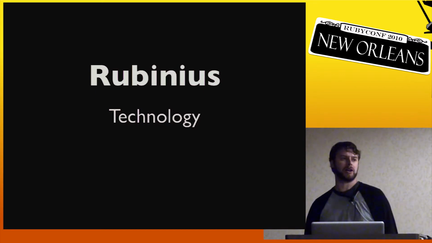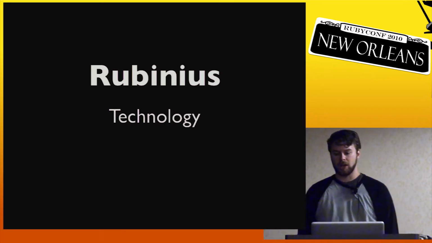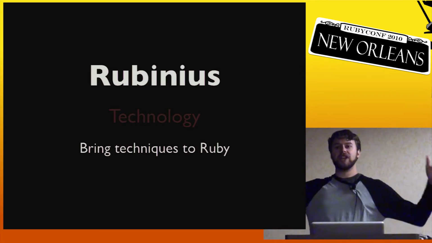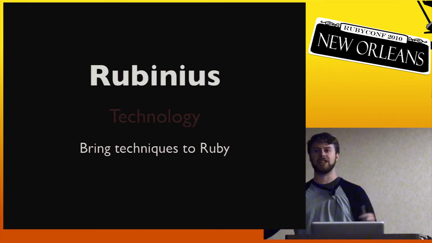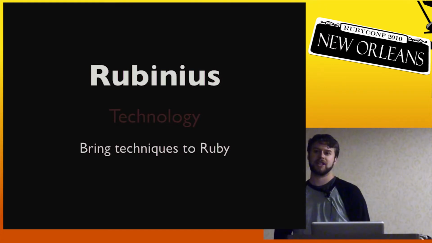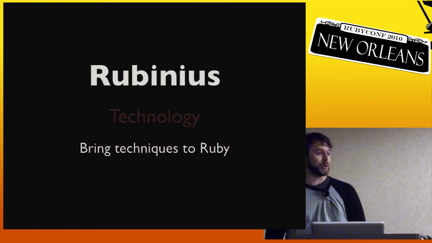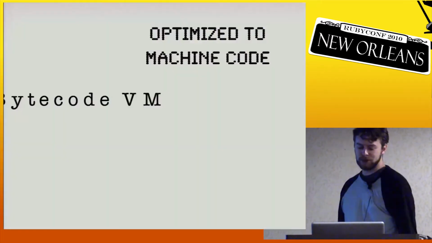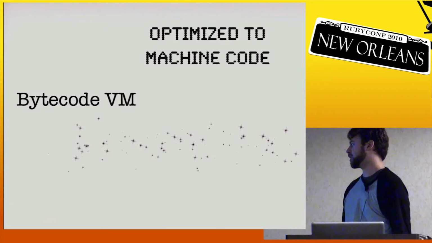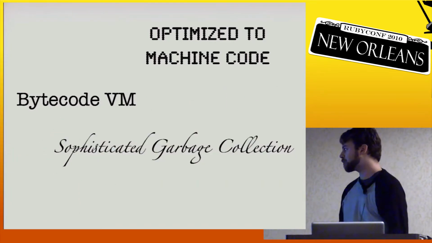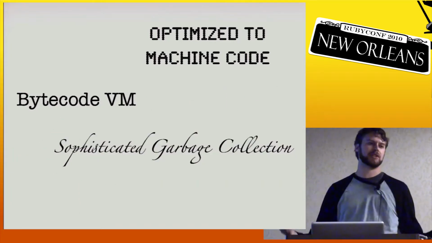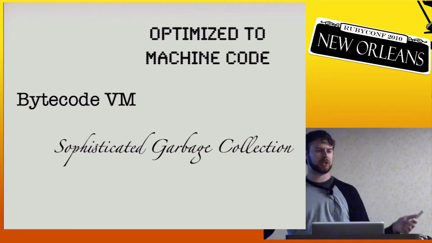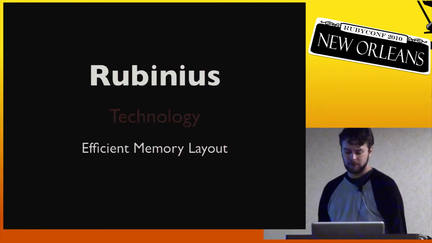Technology-wise, what does it mean to be a modern Ruby, a modern VM? We try to bring a lot of technological innovations that have happened in the last, it's 2010, so in the last 30 years to Ruby, right? Those are things like optimized machine code, bytecode virtual machine, sophisticated garbage collection, all those things that computer science people have been working on. How can we bring those to Ruby? That's always been the aim.